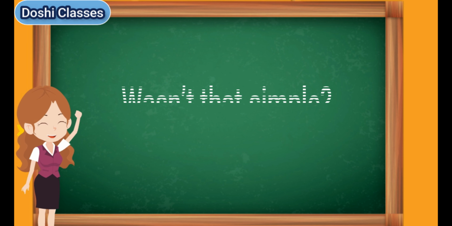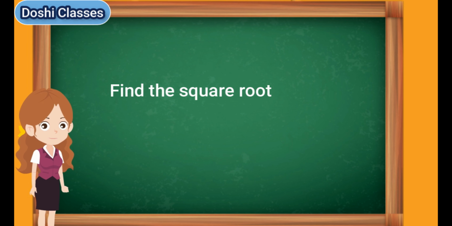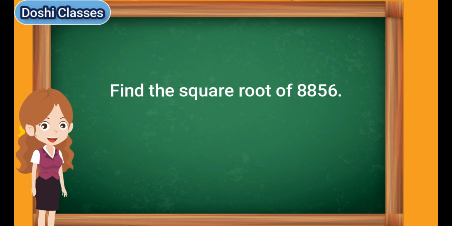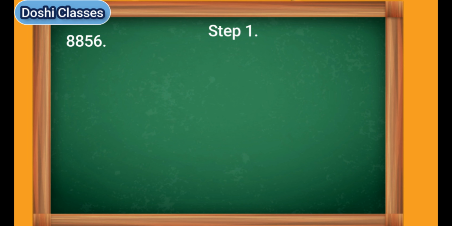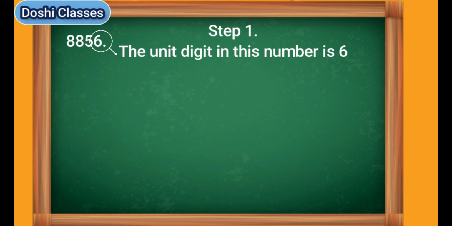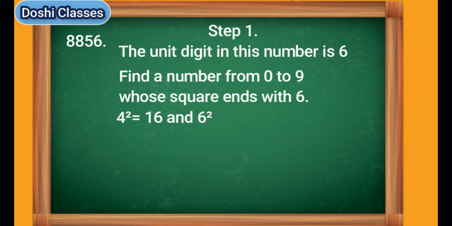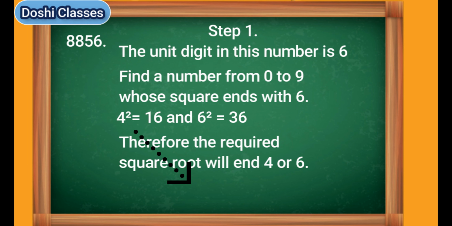Wasn't that simple? Now let's take one more example and try to find the square root of the number 8856. The unit digit of this number is 6. Find a number from 0 to 9 whose square ends with 6. Now 4 square is 16 and 6 square is 36. Therefore, the required square root will end with 4 or 6.